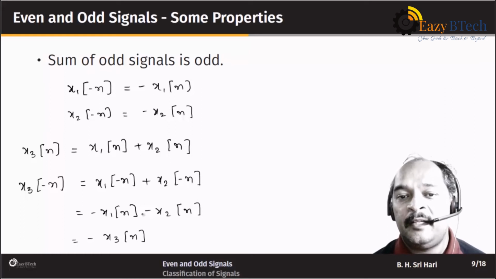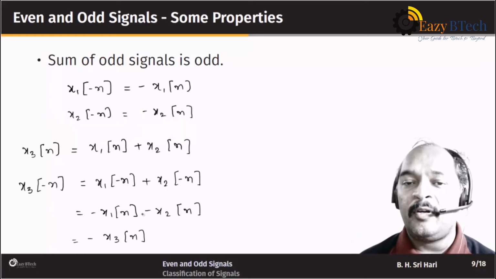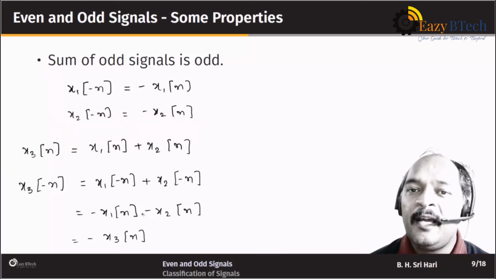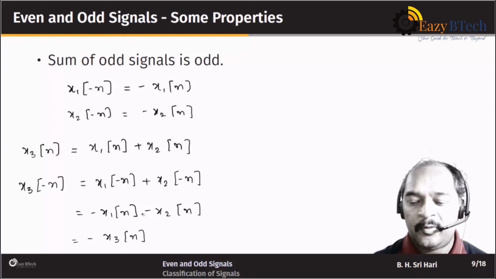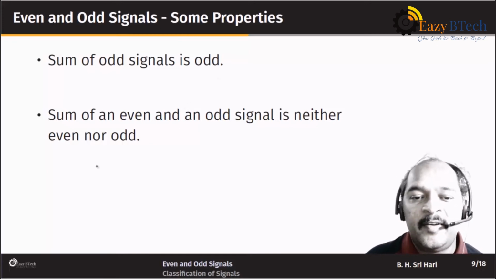Okay, right. So the last property would be, again, as I said, even though I have proved this for the discrete time case, the same rule is applicable for the continuous time case also. Okay, right. One more last property is that if you add an even and an odd signal, then the resulting signal is neither even nor odd.